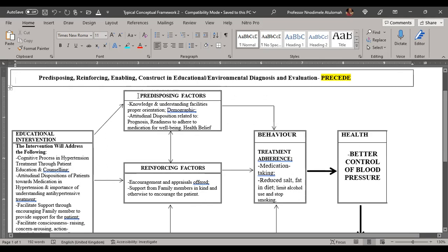Ecological means it takes care of all the possible factors playing a role in the dynamics of the problem phenomenon. So you have the predisposing factor, which will naturally be the personal level disposition of knowledge, all right, attitudinal disposition, all right, and then you have others like perceptions, which come in under health belief, right? Health belief is very strong with perception, all right? So these are all personal level dispositions of the at-risk population.